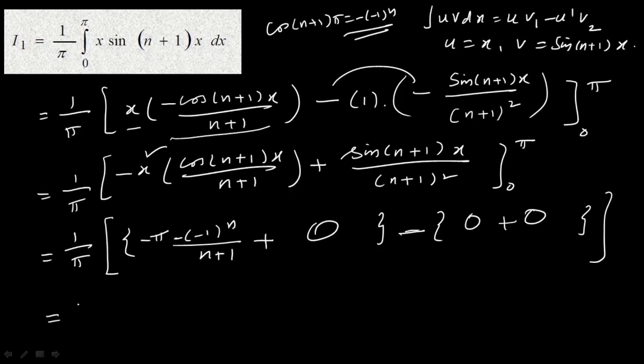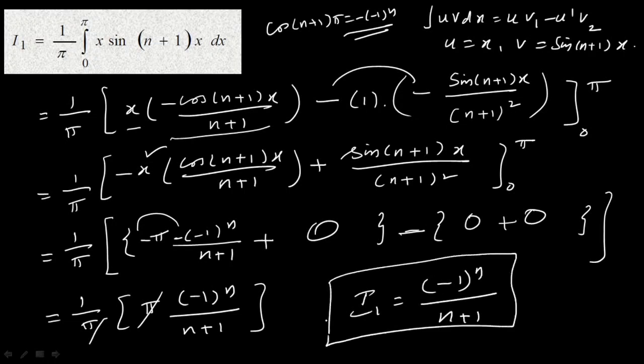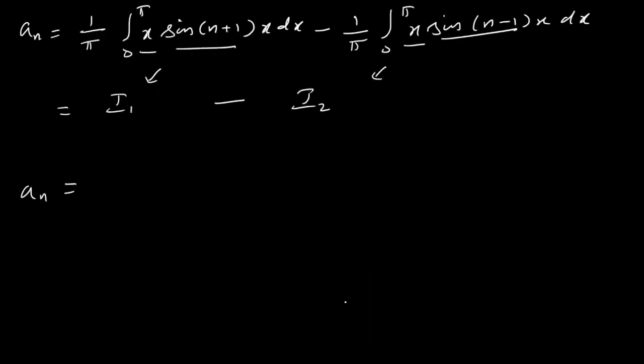That's all. So now we have to simplify this. 1 by pi, here these two minuses become plus, pi of minus 1 whole power divided by n plus 1. What happens? Pi and pi get cancelled. So you have only, I1 is equal to minus 1 whole power divided by n plus 1. So we calculated the value of I1: minus 1 whole power divided by n plus 1.